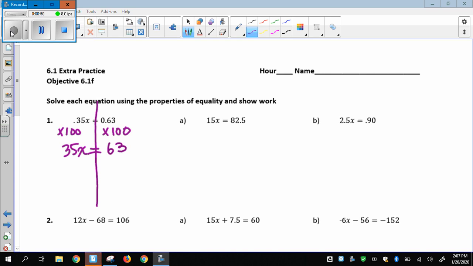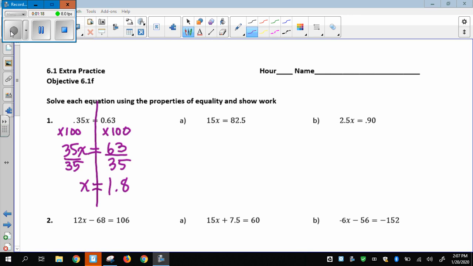And then now, remember that in the end, our goal is to get x all by itself, or 1x. The way I can get 1 from this is I can divide it by 35. 35 divided by 35 is 1x, which I can just write as x. And then whatever you do to one side, you have to do to the other. So I'm going to do 63 divided by 35. And my calculator tells me that that's equal to 1.8.